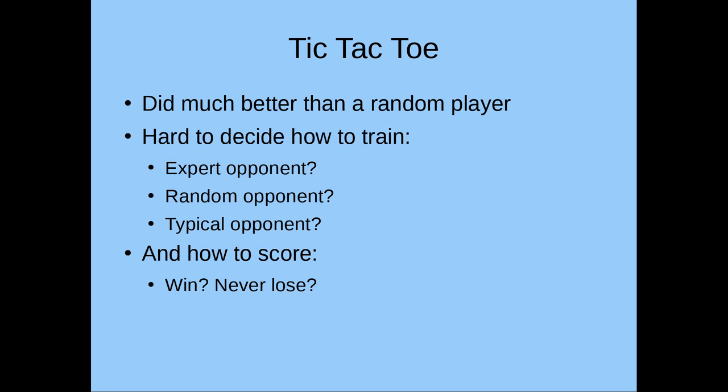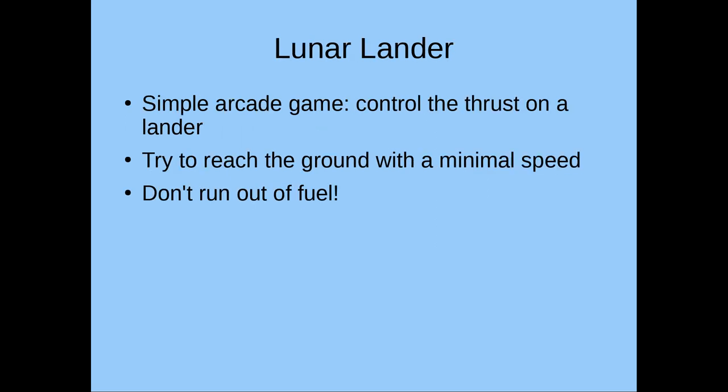So I changed gears at that point, and I went on to the Lunar Lander project. So this was a great arcade game in the 70s, right? It was a vector graphics black and white game. There's a ship coming down to the moon, and you can turn it and you can control the thrust. And your goal is to land on the surface at as low a speed as possible and not to run out of fuel. Because once you burn all your fuel, you just free fall, okay?